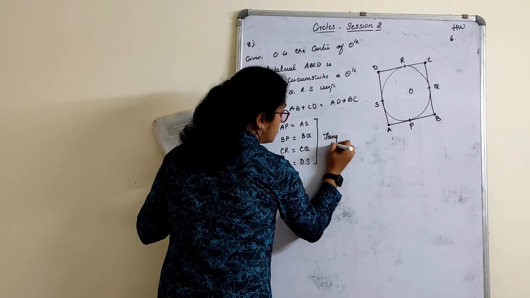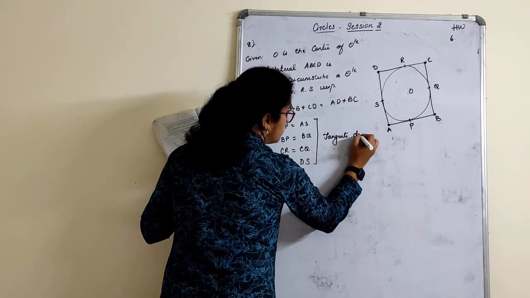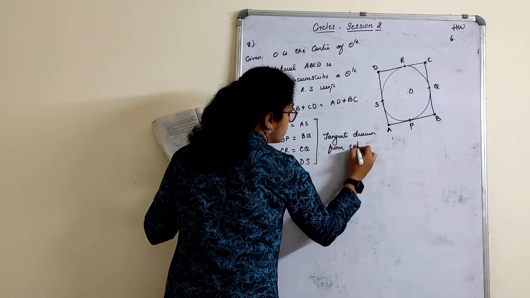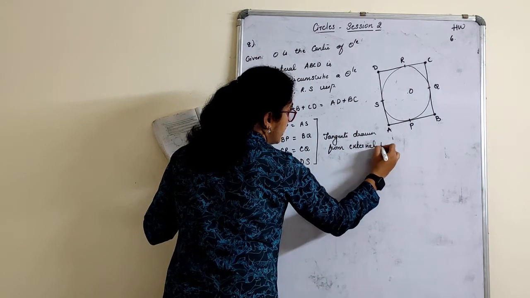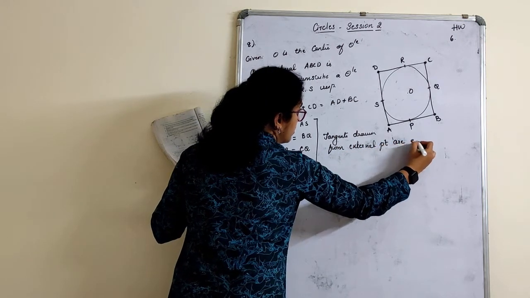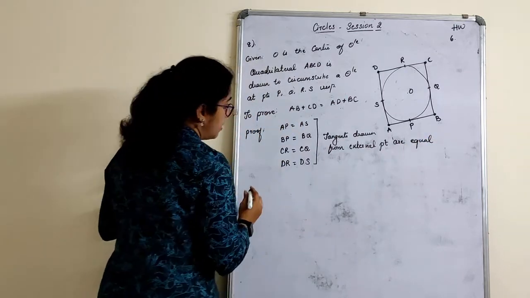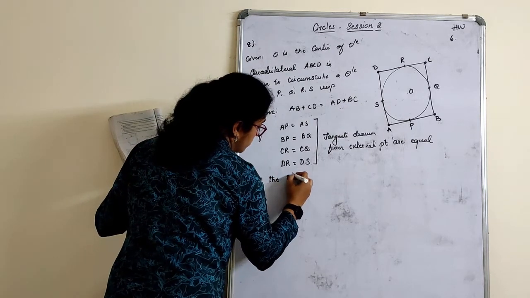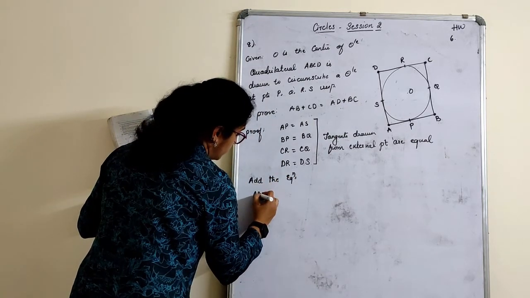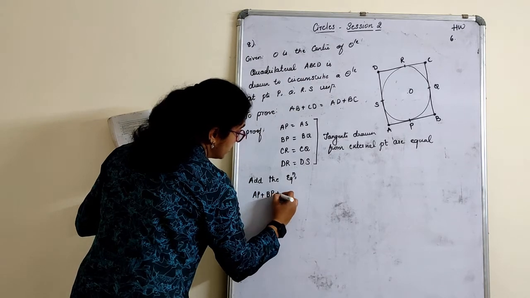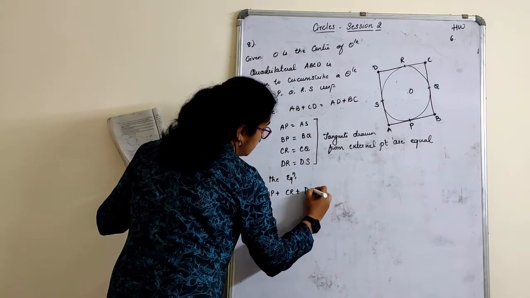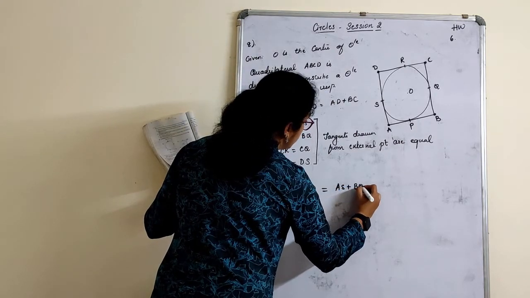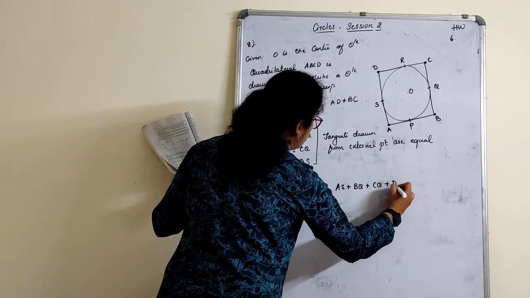Reason: tangents drawn from an external point are equal. Add the equations and write: AP plus BP plus CR plus DR is equal to AS plus BQ plus CQ plus DS.